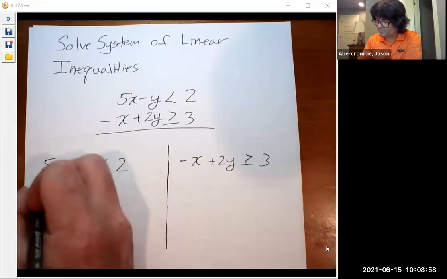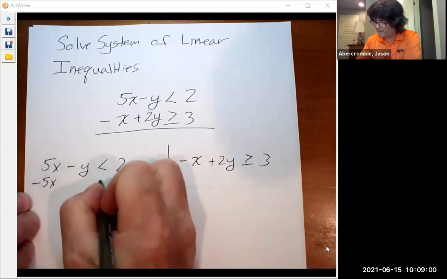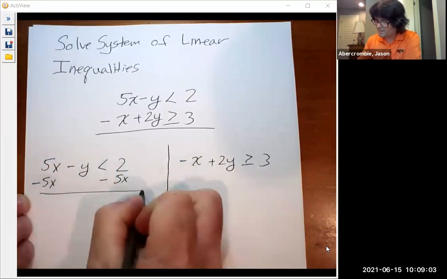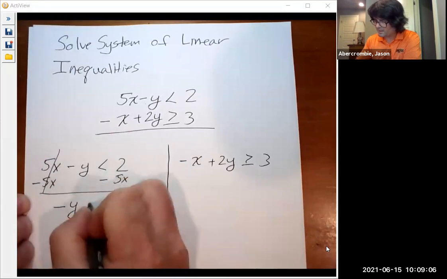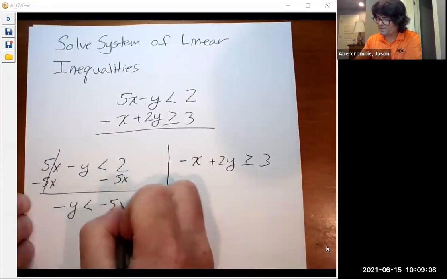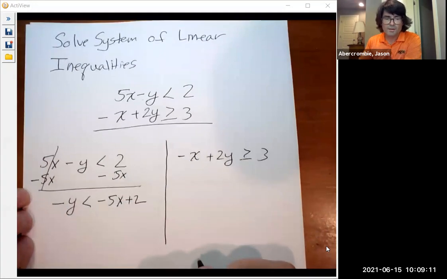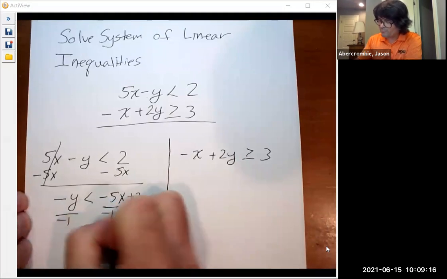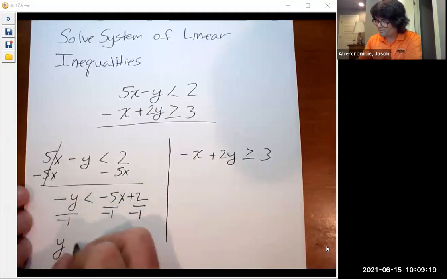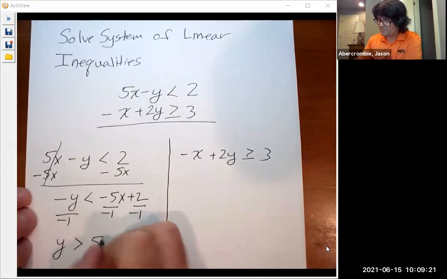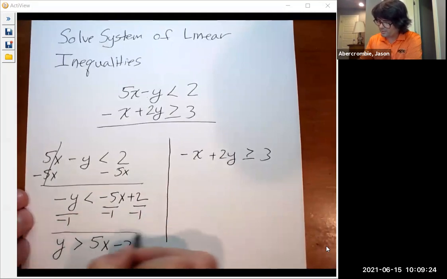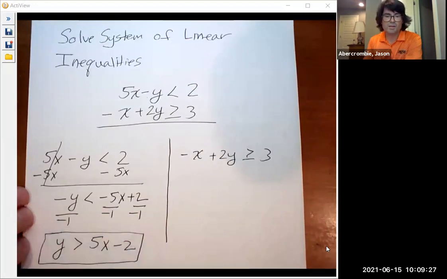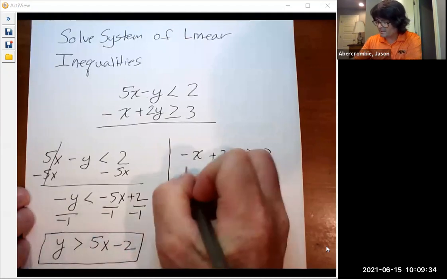We're going to start out by solving for y, so we'll take away 5x from both sides here, and those cancel out. Negative y is less than minus 5x plus 2. To get y by itself, I need to divide by negative 1. I'm going to do that everywhere. You have to remember that if you divide or multiply by negative 1, you have to flip the inequality around. So my current version is y is bigger than 5x minus 2. I did that because I divided by negative 1, so I flipped my sign.